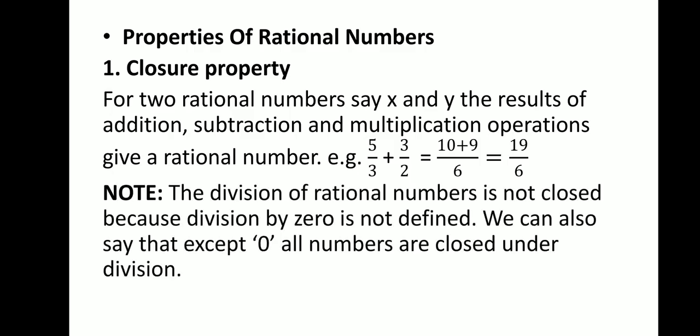Now, the division of rational numbers is not closed, because division by 0 is not defined. This you know very well. So, if we are not including 0, then we can say that except 0, all the numbers are closed under division. But if we are including 0, then we will be saying that division of rational numbers is not closed. Coming to second property.